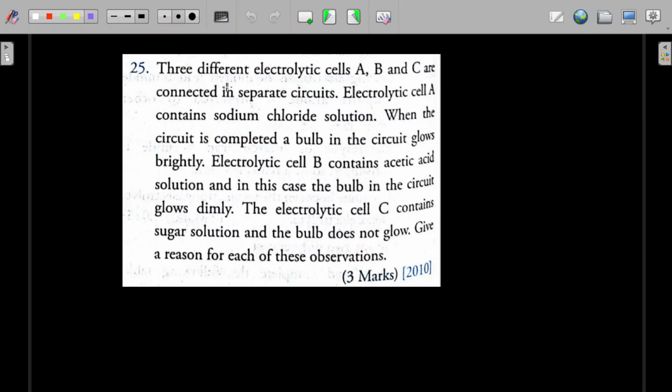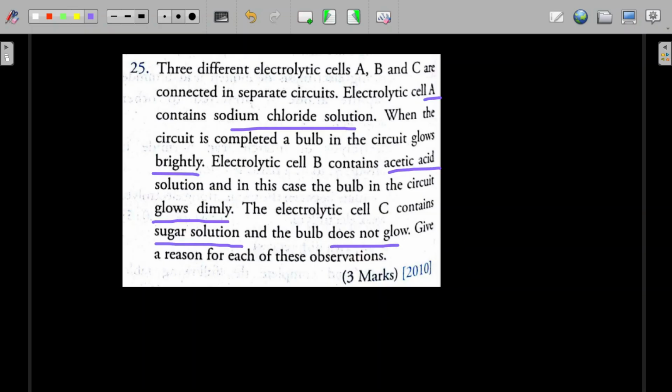So this is again what I just explained. Here A, B, C are connected to separate circuits. A contains sodium chloride solution. When the circuit is completed, the bulb in the circuit glows brightly. Cell B contains acetic acid, and when it is connected to the bulb, it will be dim. Electrolyte cell C contains sugar solution, the bulb does not glow. Give a reason for each of these observations.